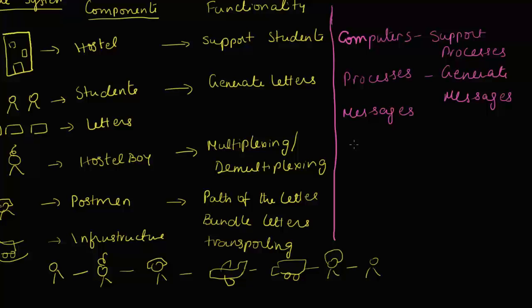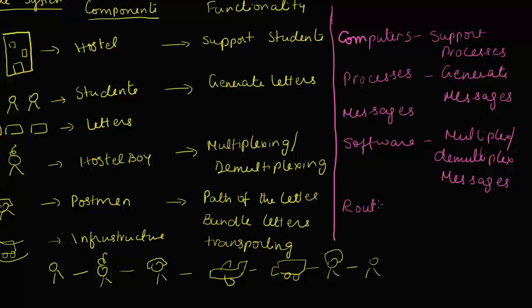The hostel boy is basically implemented as software whose job is to multiplex and demultiplex the messages, and the postmen translate to routers whose job is to determine the path taken by the messages. This bundling of letters is another functionality which again is kind of implemented in software. So this translates to hop transfer.